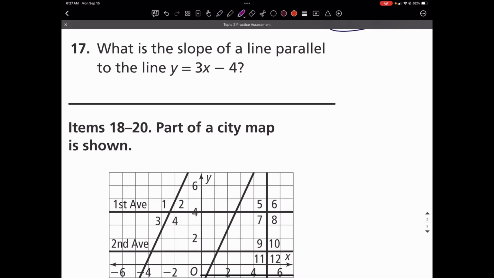Okay, number 17. What is the slope of a line parallel to the line y equals 3x minus 4? Well, the slope of this line is 3, so a line parallel to it would have the same slope. So m equals 3.